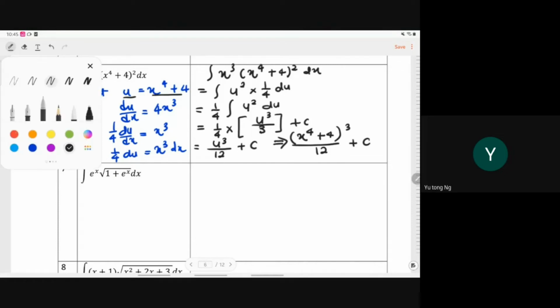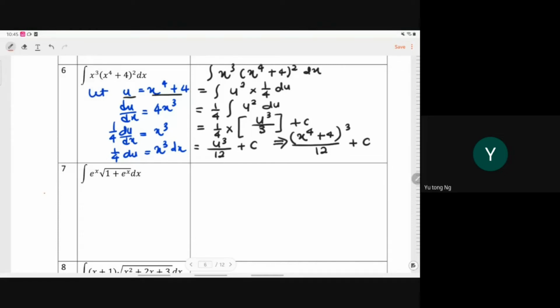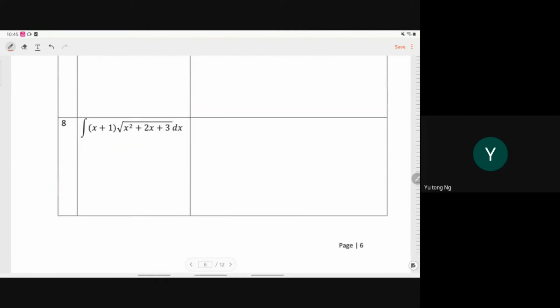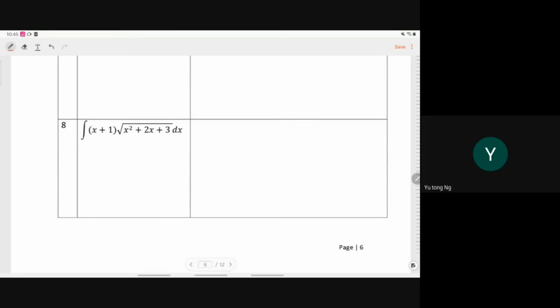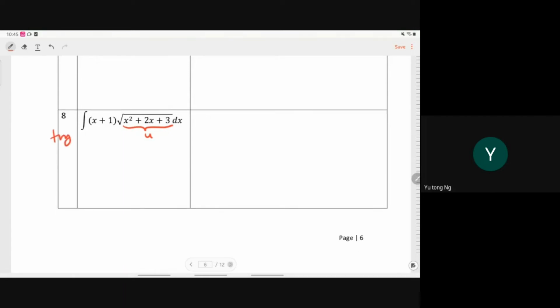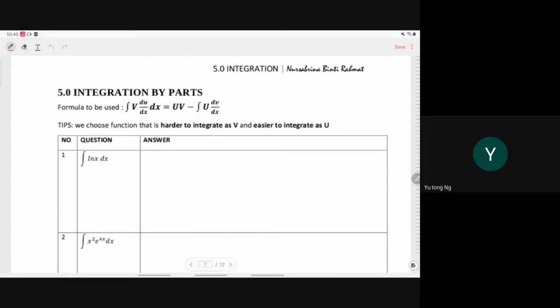And then question number 7, I would like you to try, referring to this equation as your u. And then question number 8 as well, referring to this function as your u. Try to solve question number 8. Okay, so that is integration by substitution.